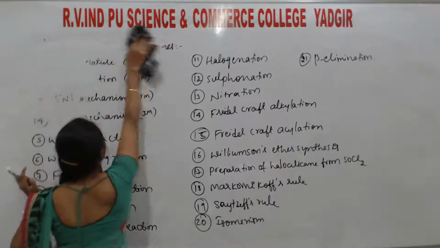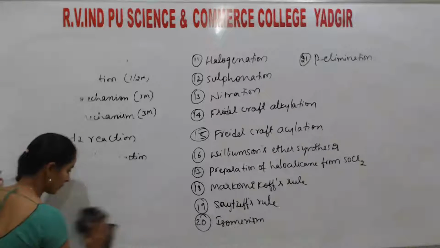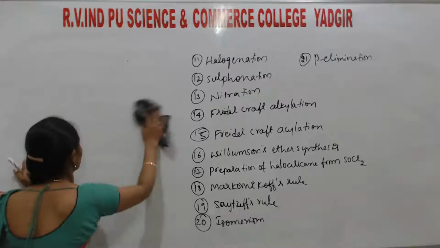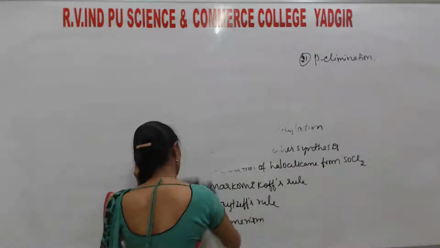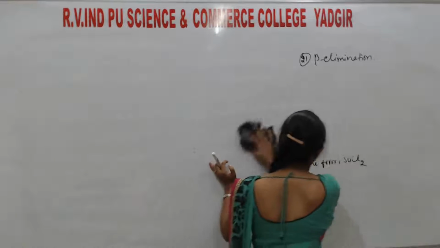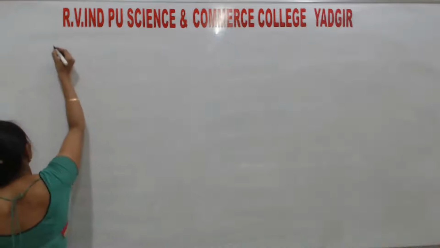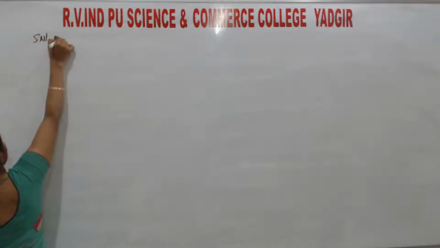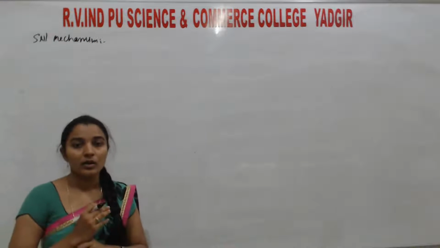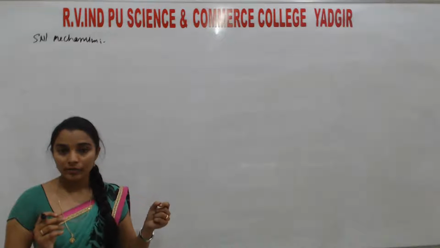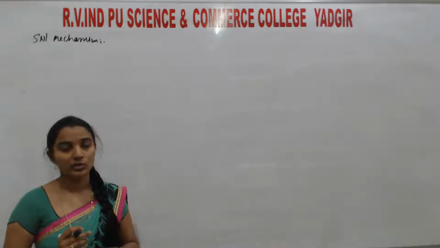So I'll go one by one. That is the SN1 mechanism. Okay, so this SN1 mechanism is also asked. Explain the mechanism of reaction of tertiary butyl bromide with alcoholic KOH, aqueous KOH.